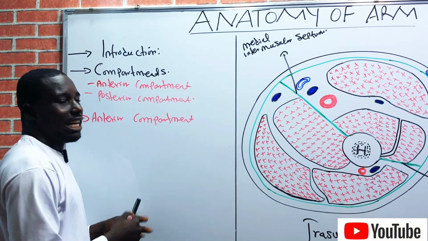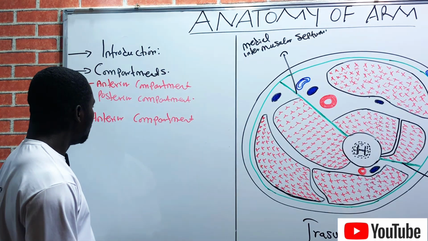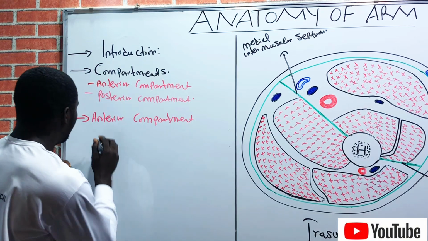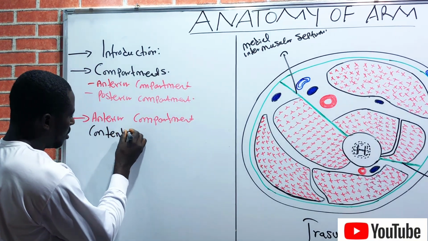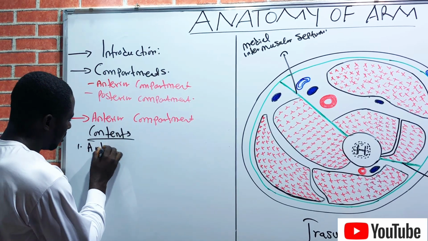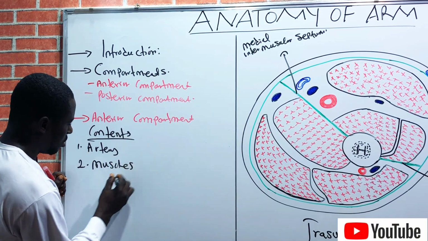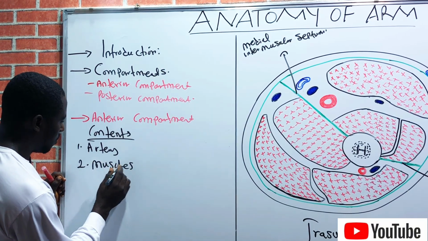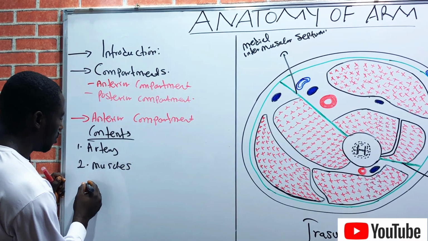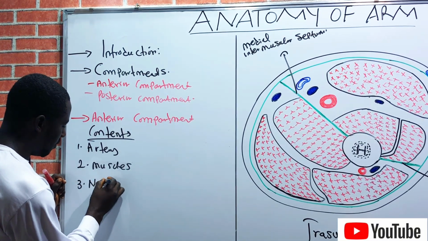The anterior compartment is as well the flexor compartment of the arm. The anterior compartment has the following content. We have number 1, the artery. Number 2, the muscles. Number 3, we have the nerves.